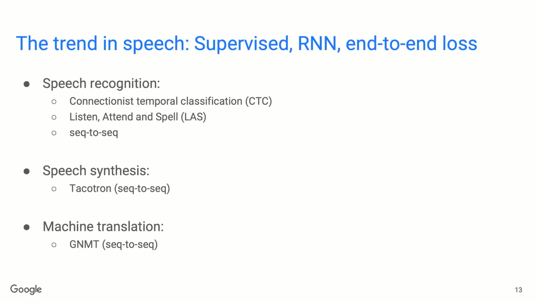What they have in common is that, first, all these techniques are supervised. Second, they all use recurrent neural networks. And finally, they are all trying to design a loss function that describes the end-to-end performance of the system.